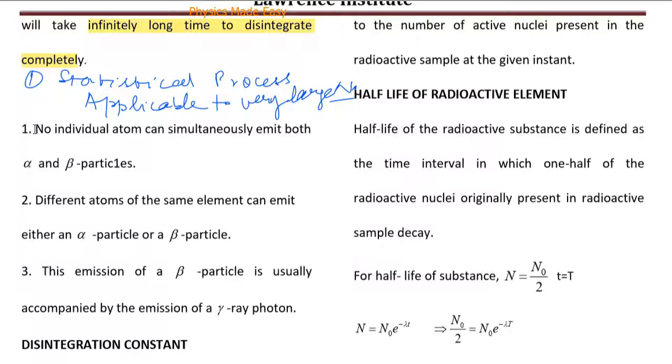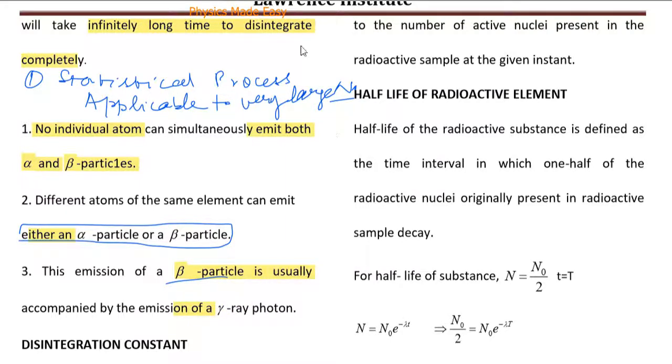No individual atom can simultaneously emit both alpha and beta particles. Different atoms of the same element can emit either an alpha particle or a beta particle. The emission of a beta particle is usually accompanied by the emission of gamma radiation.